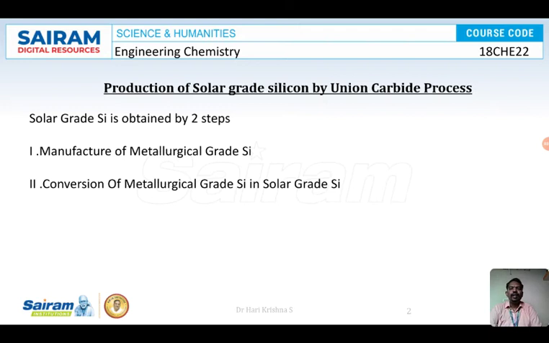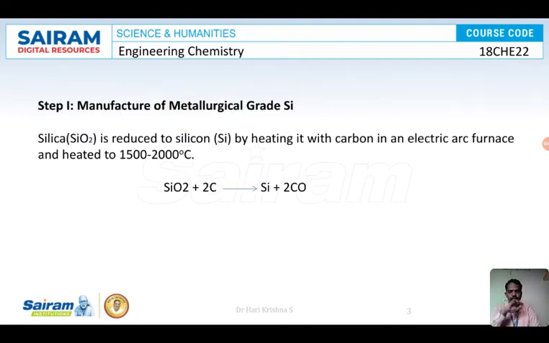Okay, so let us see how to manufacture such type of silicon, solar grade silicon. The first step is manufacture of metallurgical grade silicon. We are going to take silica or quartz in an electric arc furnace and heat it to a very high temperature, maybe 1500 to 2000 degrees Celsius. So what happens when you heat it to a very high temperature? The silica will decompose in the presence of carbon, and silicon will be continuously withdrawn from the bottom of the furnace. Carbon monoxide will be liberated and escape to the atmosphere. The silicon thus obtained will be in the molten, liquid state.